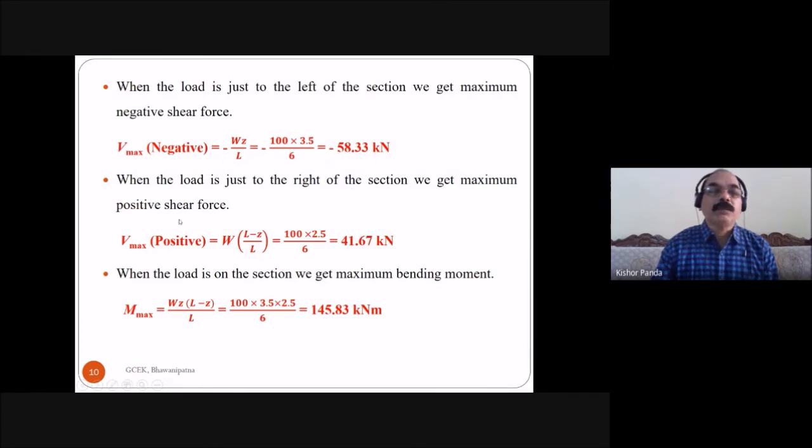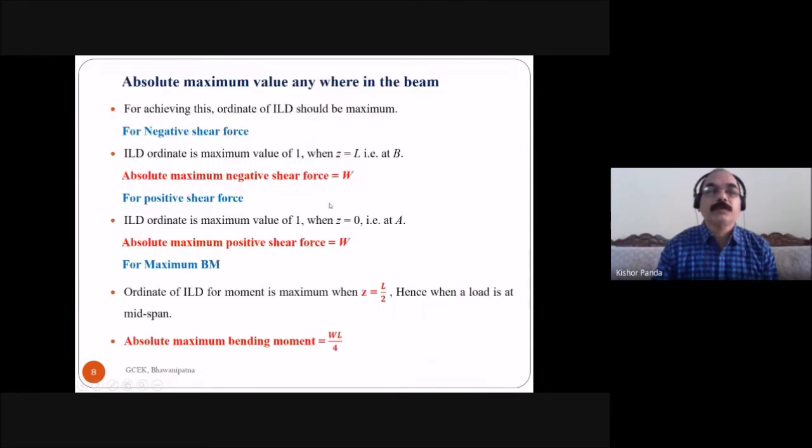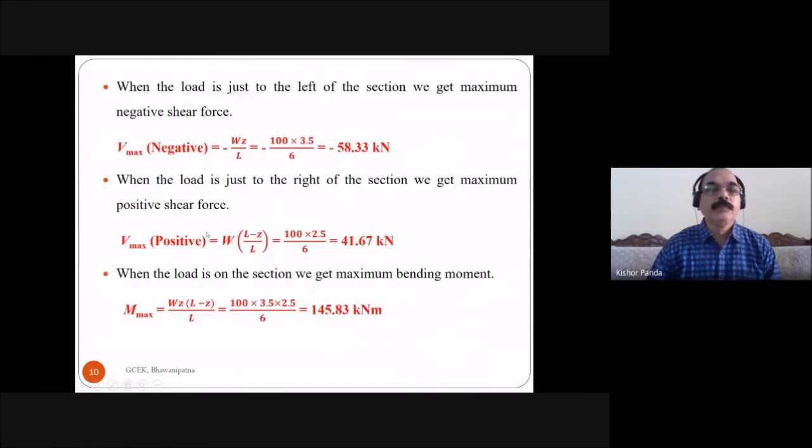Similarly, find out the maximum positive shear force when the load is just to the right of the section. When the load is just to the right of the section, we get the maximum positive shear force. This is the section. Just to the left of the section, you will get the maximum negative shear force. Maximum positive shear force is equal to W into L minus Z by L. This is 100 into 2.5 divided by 6 is equal to 41.67 kilonewton. This is the maximum positive shear force that you will get just right of the section C.